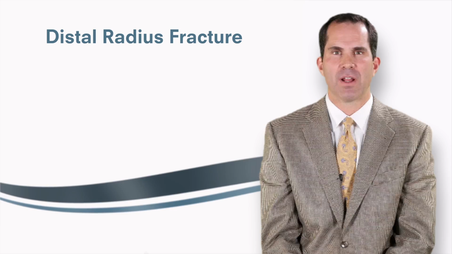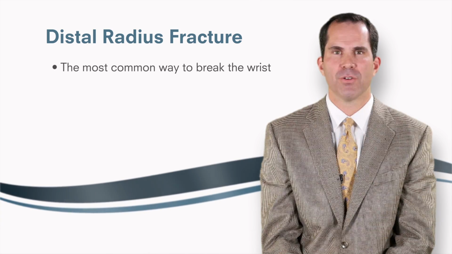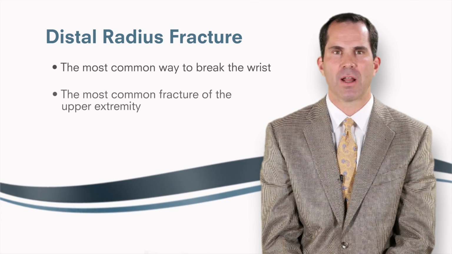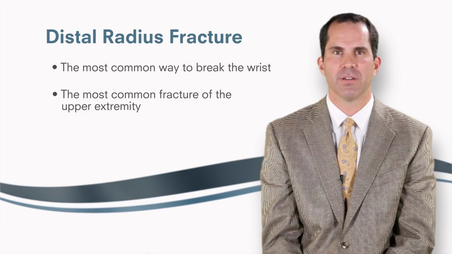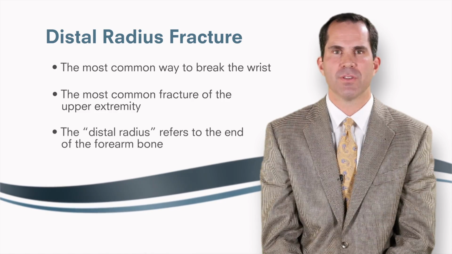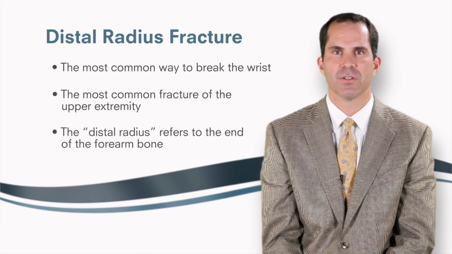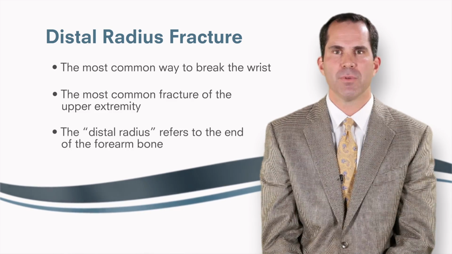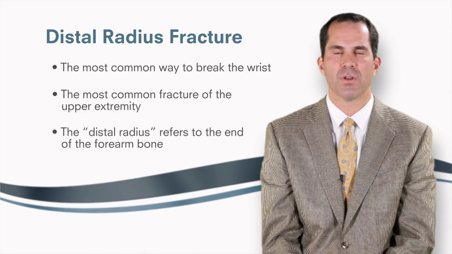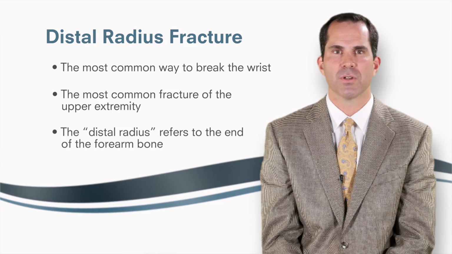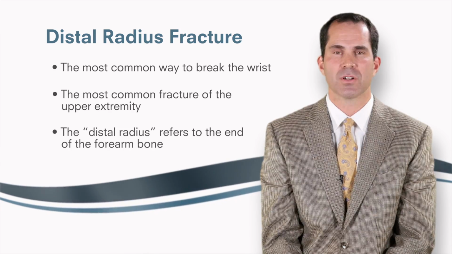A distal radius fracture is the most common way to break your wrist. It's also the most common fracture of the entire upper extremity. The distal radius refers to the end of the forearm bone, which is the farthest away from the elbow and closest to the wrist. The fracture typically occurs when someone falls onto an outstretched hand, but can also occur several other ways, such as a car accident.